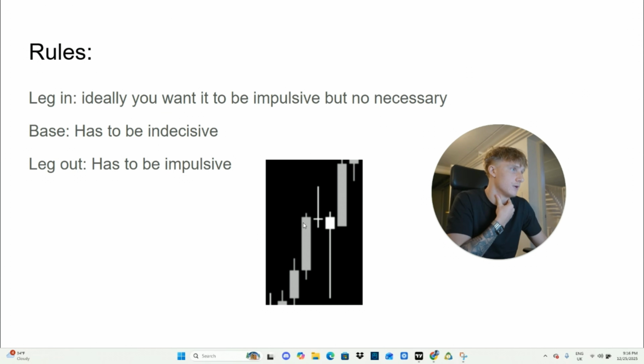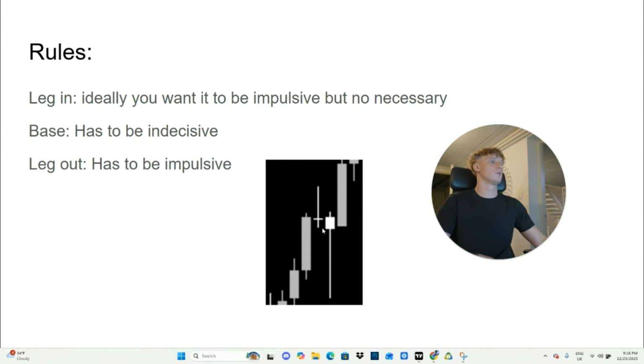In this case here, right? This is a demand zone, right? Because we've got it impulsive, right? Then it stops and then it goes up, right? So this is a demand zone. And our leg in, once again, what is it? Well, it's the impulsive candle that prints before the indecision, so before the base.